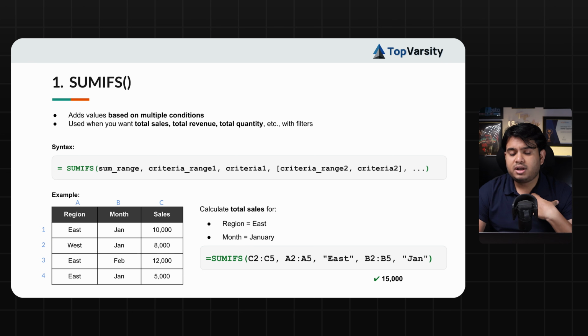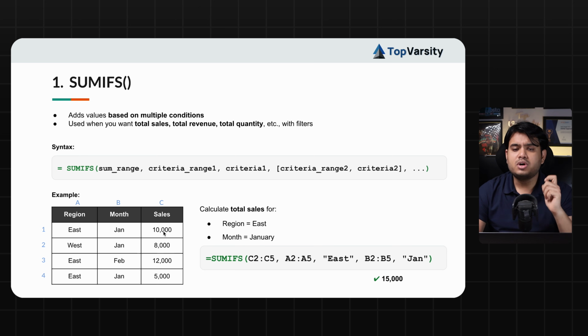Now, let's say I want to calculate sales for the month of Jan. Then I'll use the SUMIF formula. In the SUMIF formula I will select the range and the condition. The range I will select is C1 to C4, and the condition is that the month should be Jan, that means B1 should be Jan. Then I will use that formula to calculate Jan sales and I will get the answer.